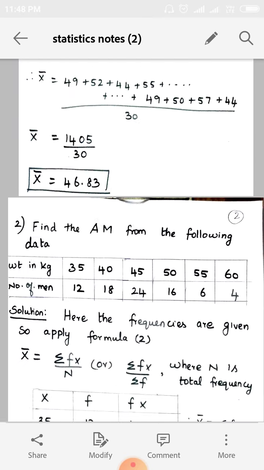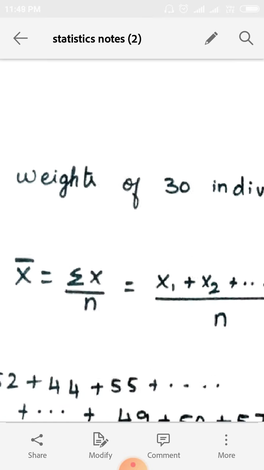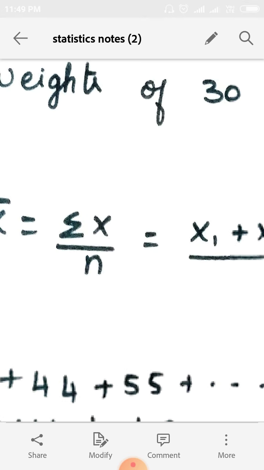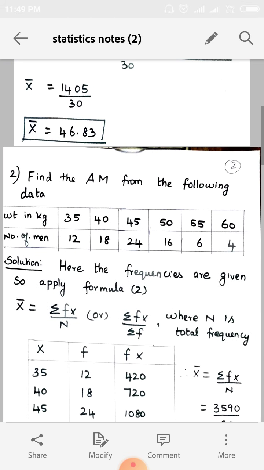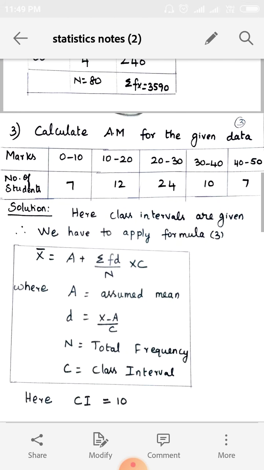This is the second type. What's the first type formula? x bar is equal to simply summation x by n. That is, adding all the 30 terms divided by n. We get the answer for the first type. Now see the third type.